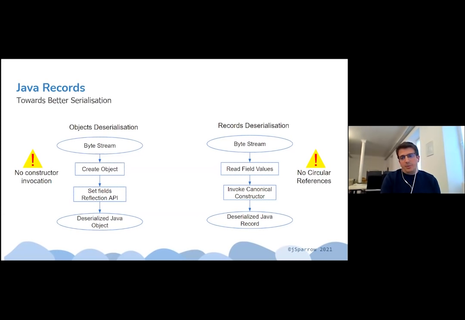In this way, we do not avoid invoking the canonical constructor of the record, but this comes with the cost of being unable to have circular references in the records. The reason for that is, before invoking the canonical constructor, all the components that should be stored in the record have to be first deserialized. And we would spin into a circular problem if we would try to deserialize a component that actually depends on the record where it has to be stored.